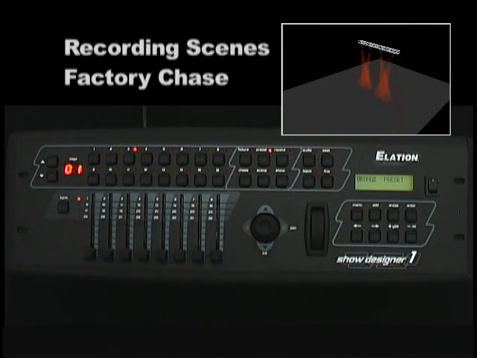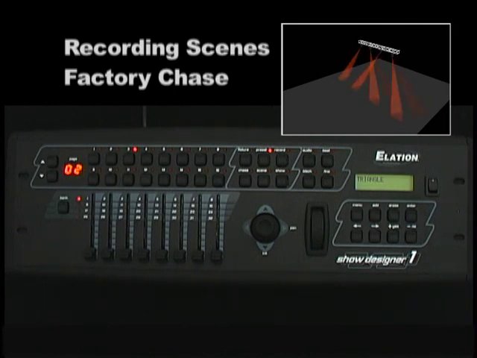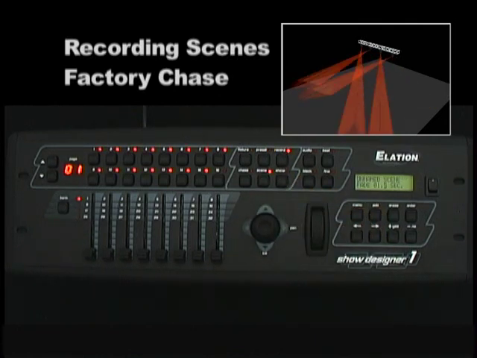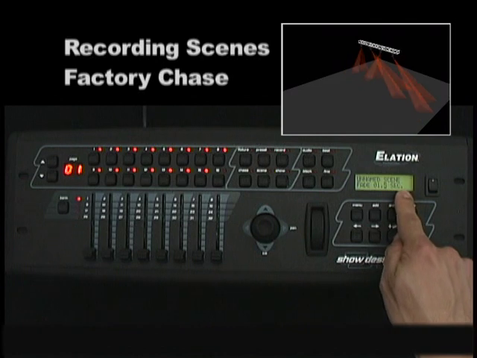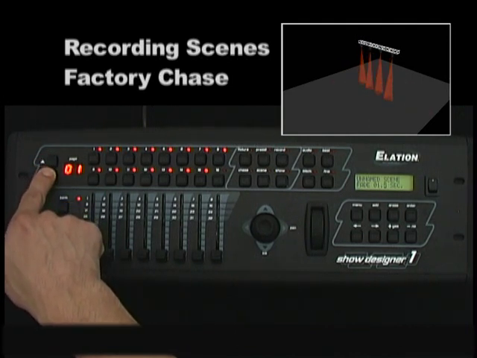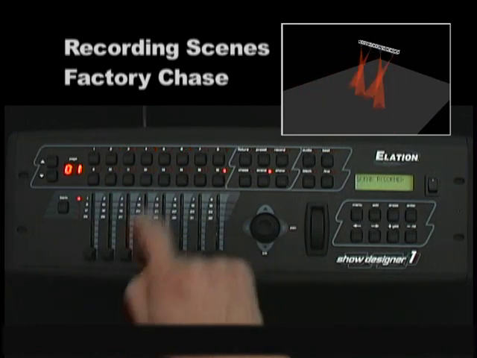Page 1 contains my color presets. I'll press the up arrow button and get to page 2, which contains my gobo presets. I can then record this as a scene by pressing Record, Scene, then naming my scene as I previously described in the Recording Scene section, then select the page that I wish to store the scene to by using the up-down arrow keys, then storing it to one of the 16 buttons.